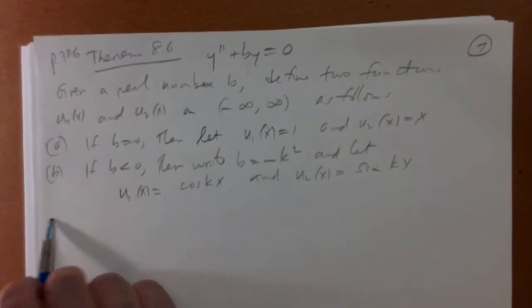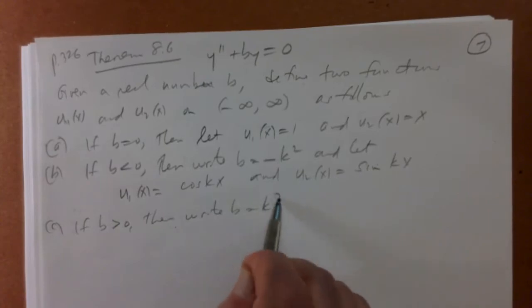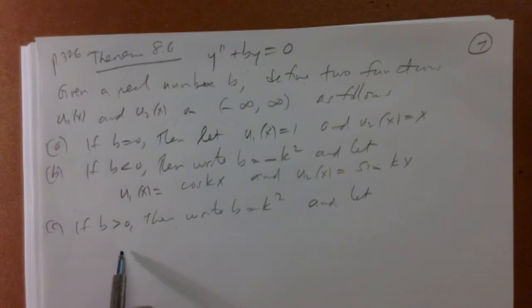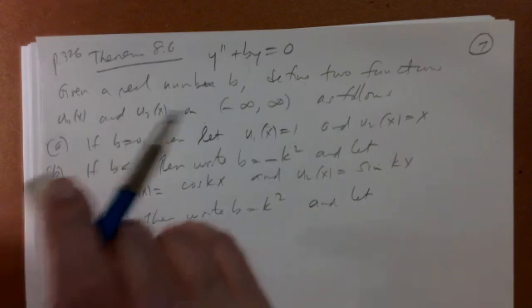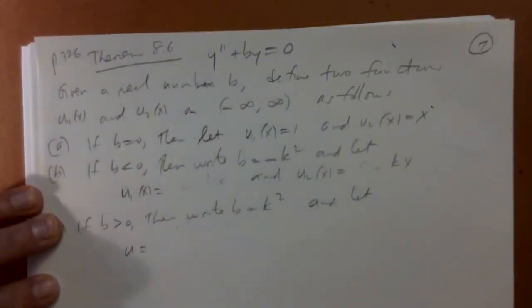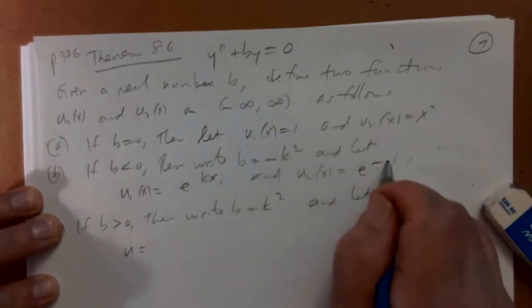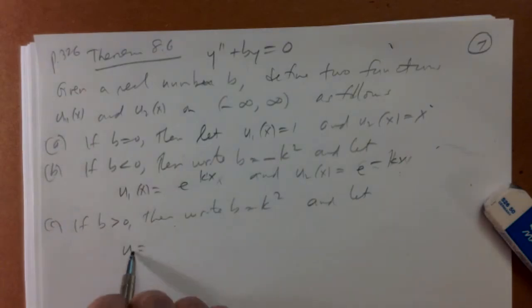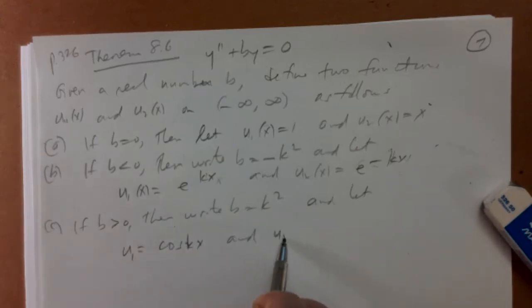And in the third case, if b is positive, then we can write b as plus k squared, and we can let u equal, oops, I'm sorry. This was the case. I reversed this. So let me just do it in the same way the text does. If b is negative, and you can write it as minus k squared, this is e to the kx and e to the minus kx. And if b is positive, we're going to get sines and cosines. You let u1 of x be equal to cosine of kx, and u2 be equal to the sine of kx.